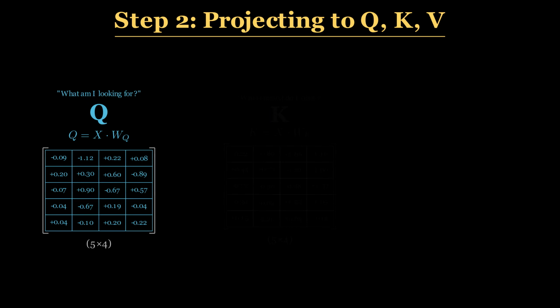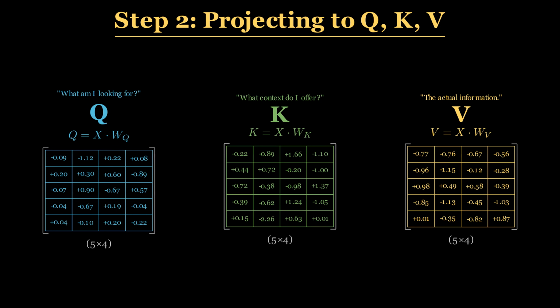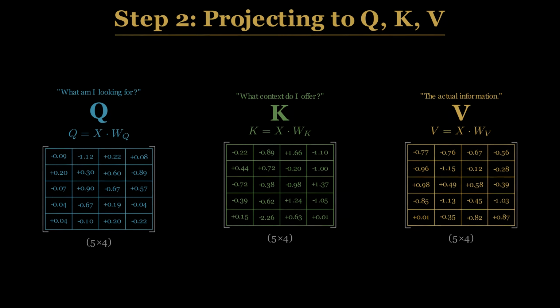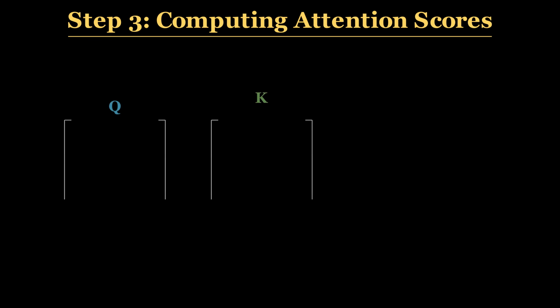The query matrix asks, what context am I looking for? The key matrix says, here's the context I offer. And the value matrix holds the actual information that we need to move forward. With Q, K, and V ready, the next step is computing how much each token should attend to every other token. Time to compute attention scores.